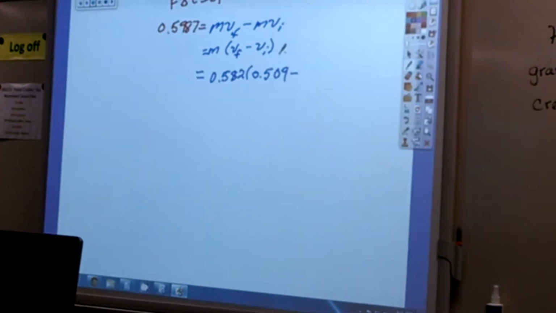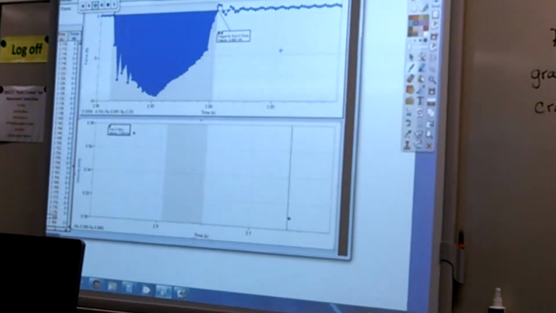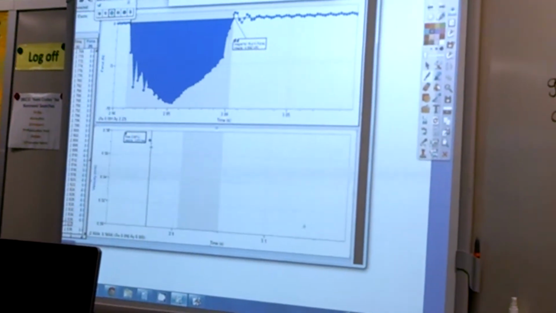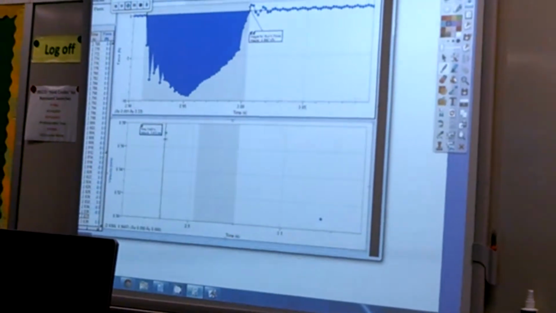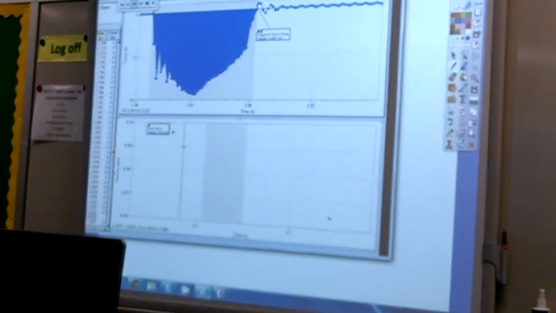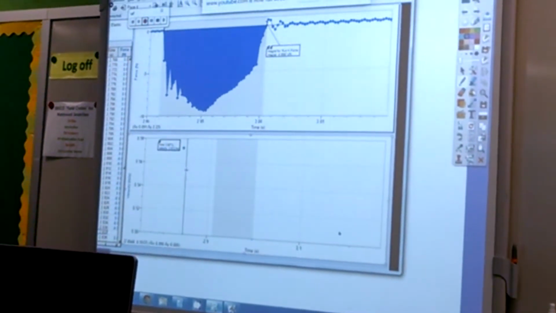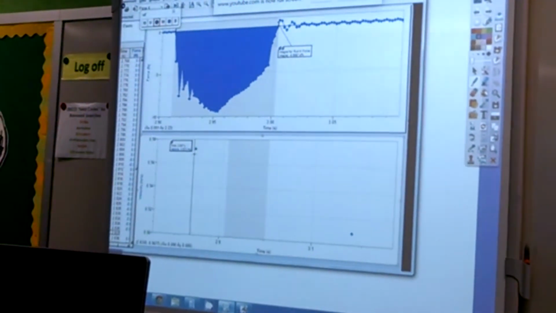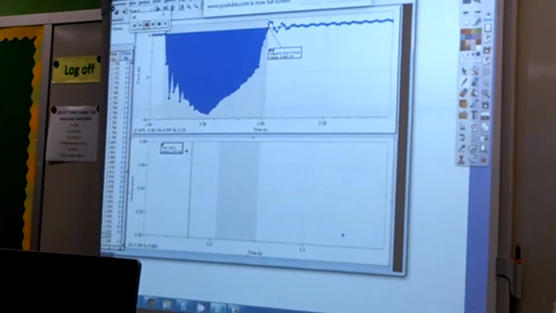and I want to subtract the initial velocity. So I go back over here, we go to the initial, and that's going to be 0.572 meters per second, but I've got to remember that at the beginning of the lab, that part is moving to the left. So that's going to be a negative 0.572.